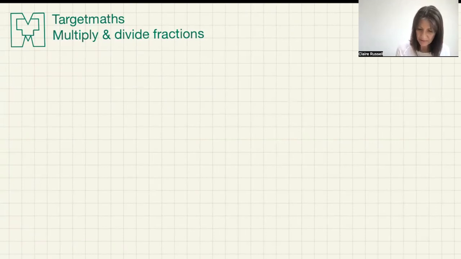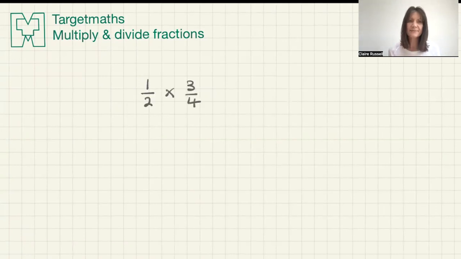Oh, don't want to write in anything quite that large. There we go. I'm going to do a half times 3/4. And you literally just do what you see. That's it. And I call the method, just do it. You've got it, just do it. So what do I mean by that? I mean, just multiply along the top and multiply along the bottom. So 1 times 3 is 3, and 2 times 4 is 8. That's it.